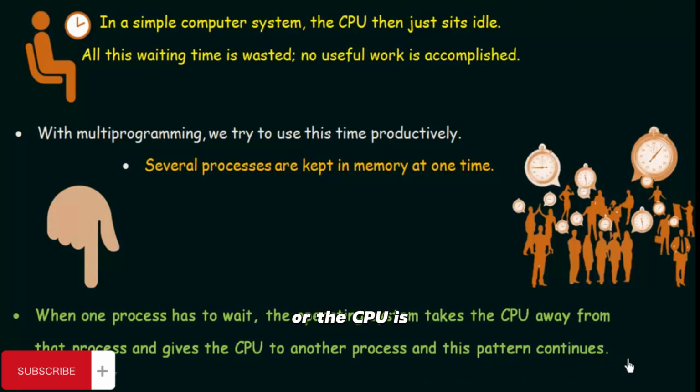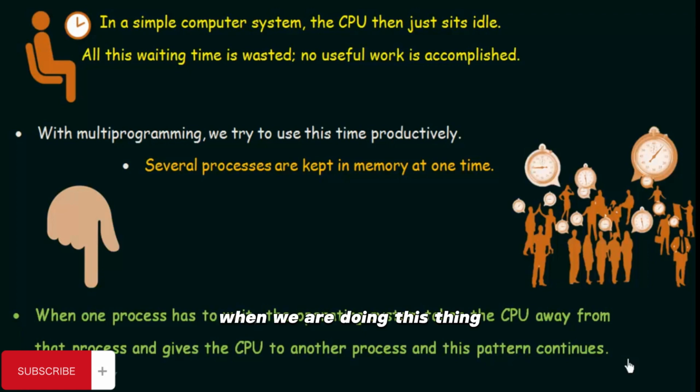And then this pattern continues. So the CPU is taken away from that process that is waiting, and it is given to another process. That process can make use of the CPU at that time for its own execution. And this pattern continues. That means whenever some process has to wait, the CPU will be taken away from it and given to some other process. So that is what happens. And in that way, we can make the computation more efficient because the CPU will not sit idle. It will always be utilized by some process or other.